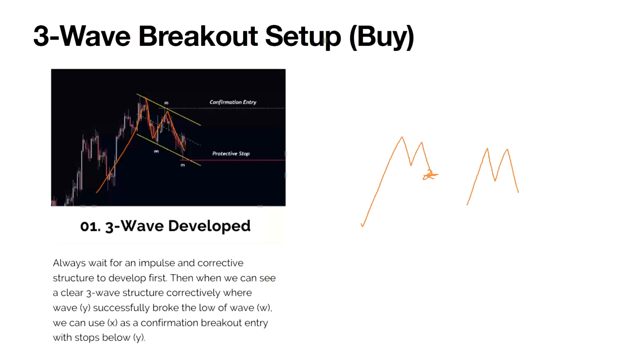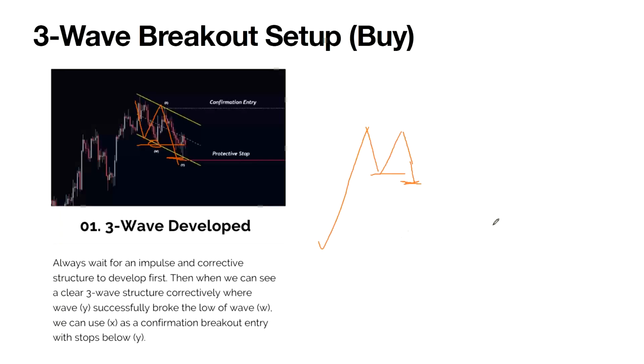Okay, so the breakout technique is to wait for the third wave to complete. And how do we know the third wave is complete? When we see this low get broken. So we have a move up, we have 1, 2, this is coming down, and this low must be broken. Then at this point in time, the third wave is completed. If you only have 1, 2, and this low hasn't been broken, it's not completed.